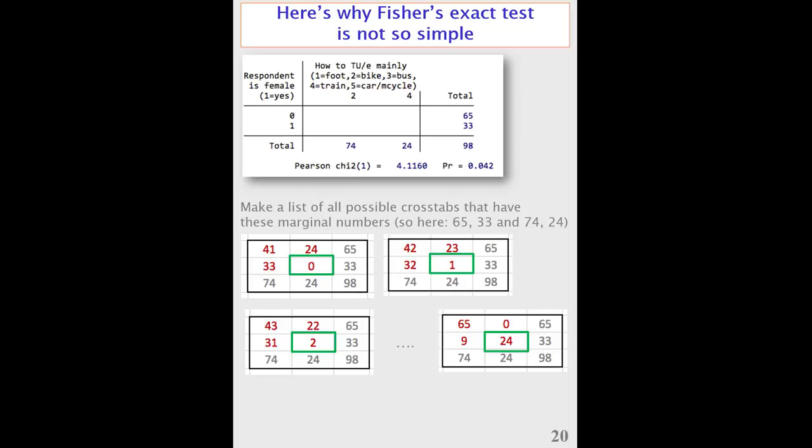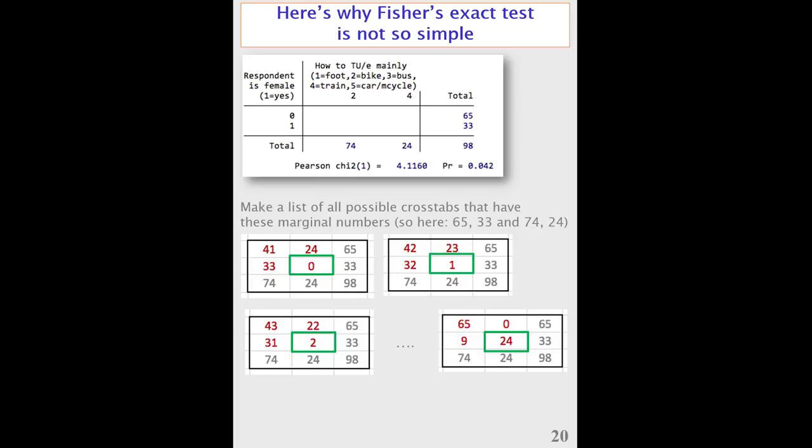This is one that I already started with. 0 in that bottom right cell. Then 33, 41, and 42 is in fact the only possibility that you have to end up with these same margins. Okay, next number. A 1 there. Okay, so we have 32, 42, 23. And that's pretty much it.